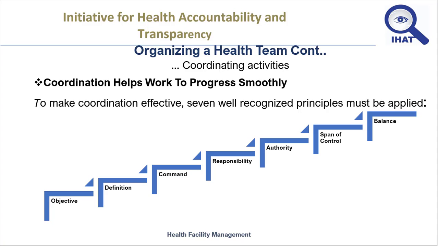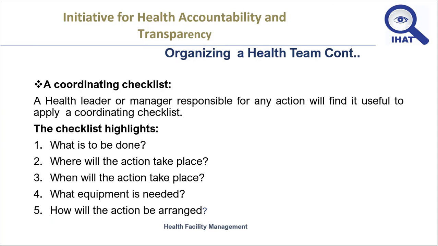The person in charge of several groups must see that the groups are balanced. For instance, case finding must not be so extensive that more cases of disease are found than can be treated. It's important to understand these seven principles, which we must clearly appreciate when we are coordinating and expect to coordinate effectively. Let us look at the use of coordinating checklists to enhance effective coordination.